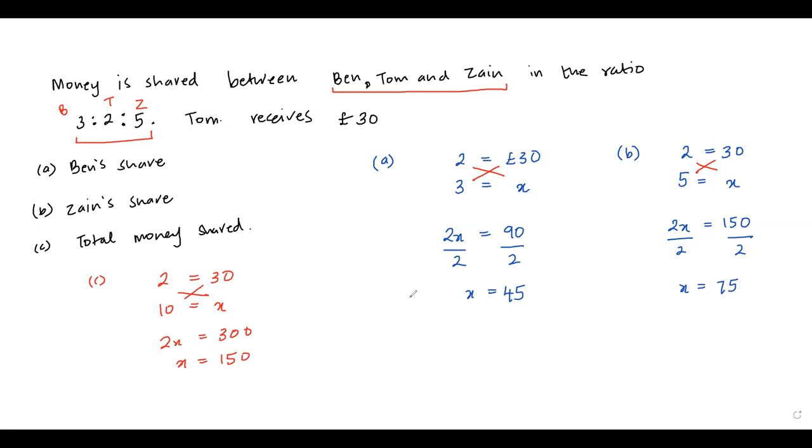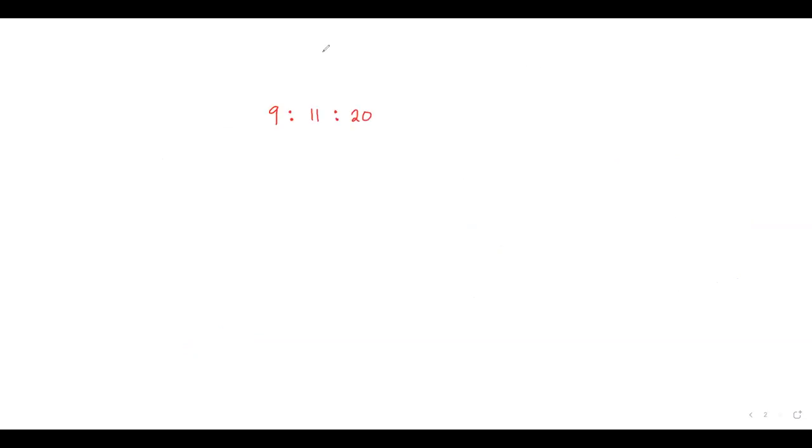Okay. C part. When I ask you for the total amount of money shared, when you add all the ratio numbers 3, 2, and 5, what's the answer? 10. We know if the number 2 is equal to 30, number 10 has to be equal to x. And then you do cross multiplication. Okay? You don't have to write this down. Just listen to me.